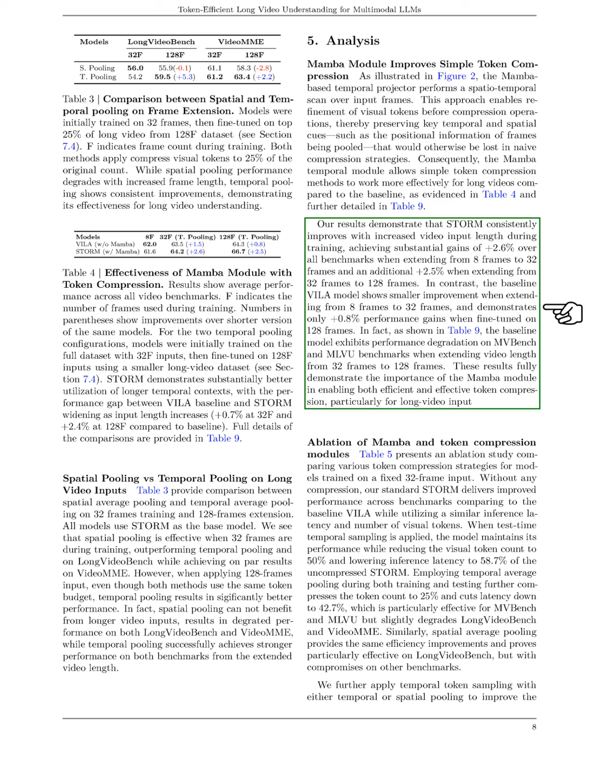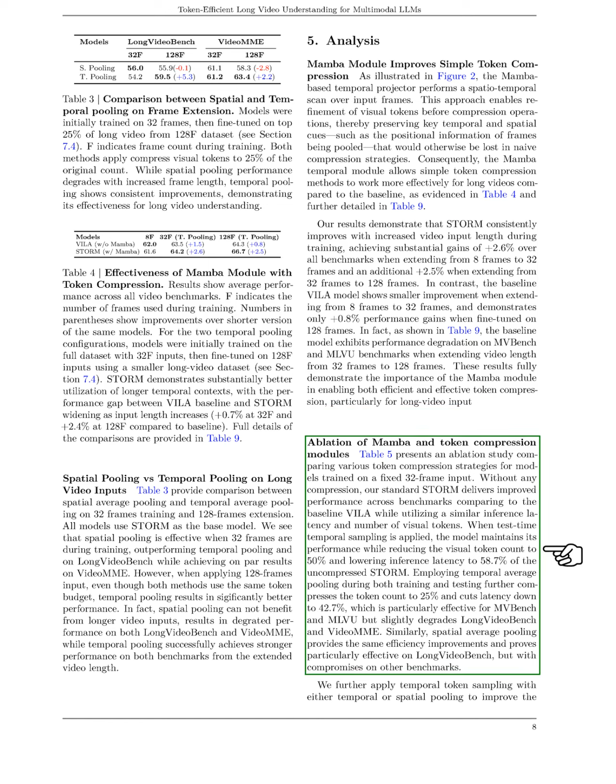Section: Ablation of Mamba and Token Compression Modules. In this section, we present an ablation study that examines different token compression methods for models trained on a fixed input of 32 frames. Our standard STORM model, without any compression, shows better performance across benchmarks compared to the baseline VLA, while keeping similar inference latency and the number of visual tokens.